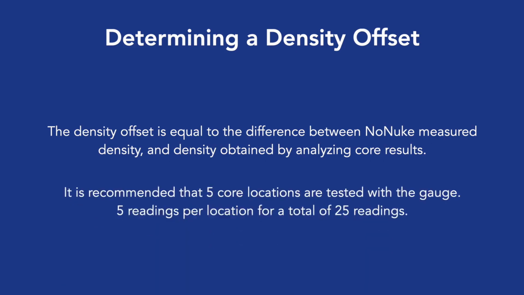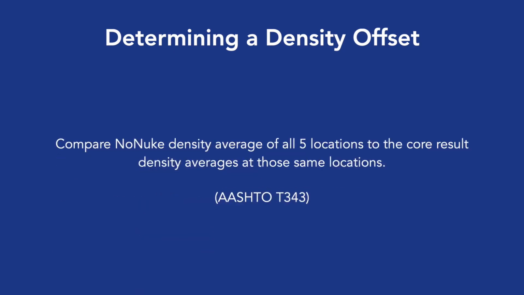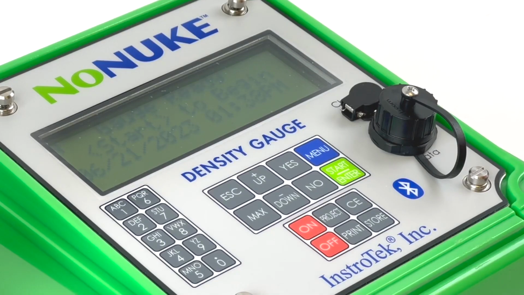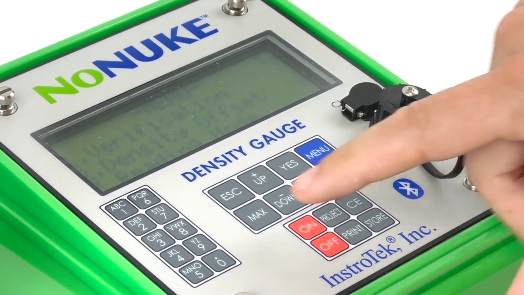It is recommended that 5 core locations are tested with the gauge, 5 readings per location for a total of 25 readings, and then compare NoNuke density average of all 5 locations to the core result density averages at those same locations, AASHTO T343. To use density offset, you should set the reading mode to multiple readings and set the reading to number 5. Press Menu to enter the menu screen and go to menu item 3, Reading Mode, by pressing 3.